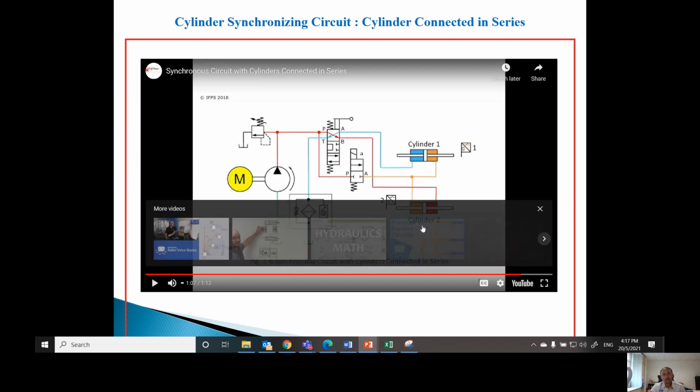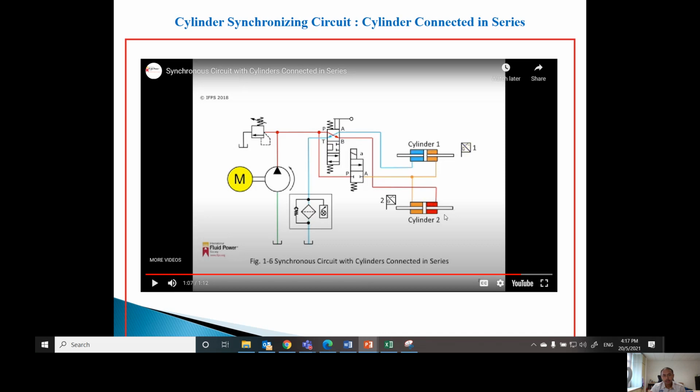Okay, so you can see now during the retraction, when this piston is moving, the oil will leave from this end and will enter this end. So that's why when you have two cylinders connected in series, they will move together if both cylinders have the same size.